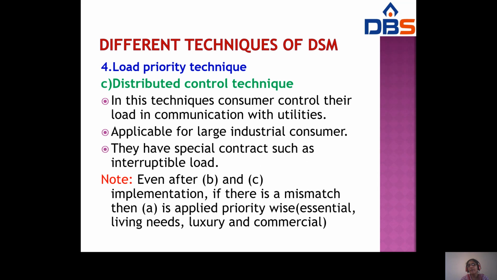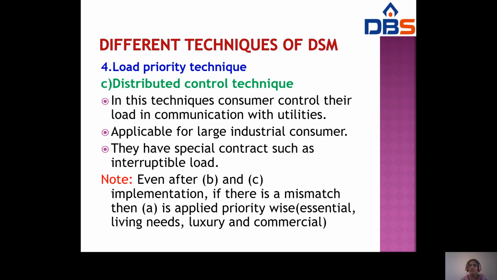Third one is the distributed control technique. In this technique, consumers control their load in communication with utilities. In the second one also, the local load, the consumer controls it. Here the consumer controls their load in communication with utilities. It is applicable for large industrial consumers. For large industrial consumers, they have special contracts such as interruptible load.